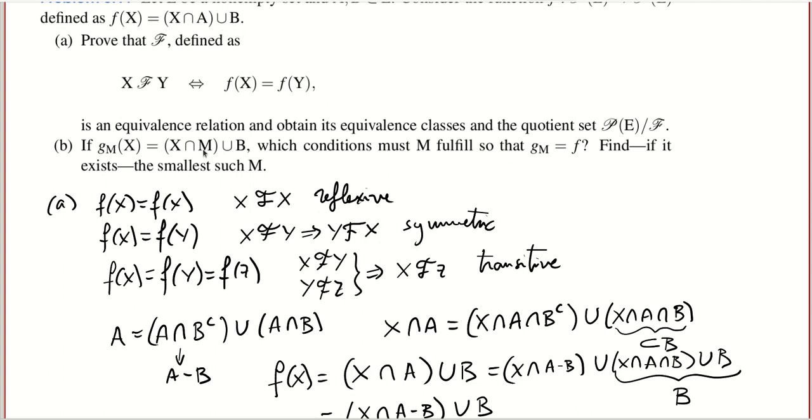Well, of course, if M is A, they are equal, but is that the only possibility, or are there other possible M's for which this is also true? And if there are, what is the condition for those M's? And once we determine which M's satisfy this, we need to determine what is the smallest, if such a thing exists. Okay, so let's do that.